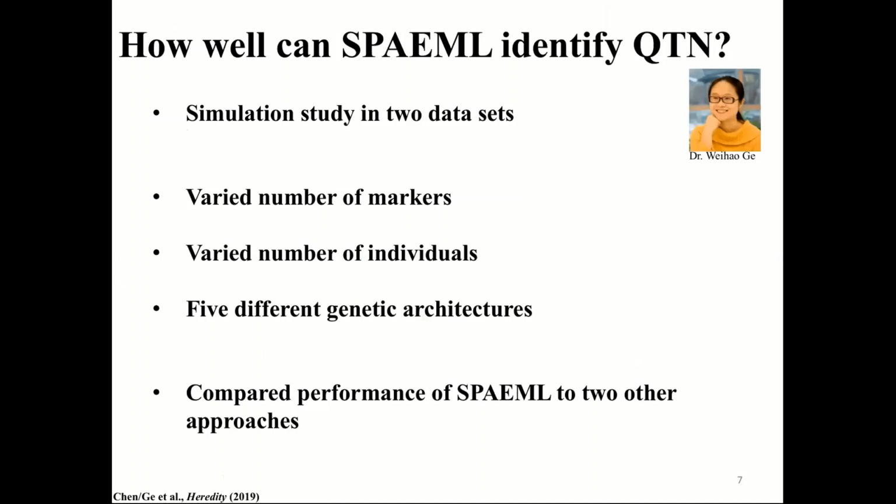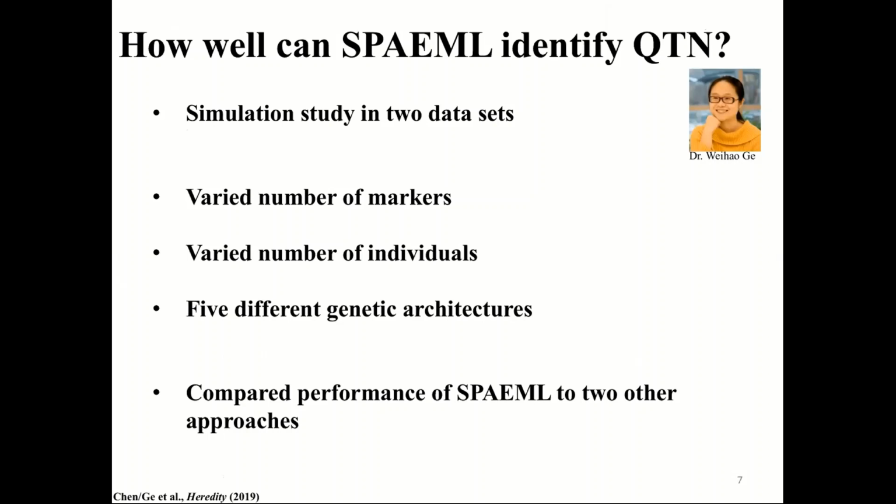So this current study I'm going to talk about, which was published in Heredity, was basically to find out how good of a job does SPAMEL do with identifying quantitative trait nucleotides. And as Dr. Olatoye, my postdoc, was alluding to, we did a simulation study. So basically, we just took genome-wide markers, we randomly selected one of them to be QTN, and then that formed the genetic basis of our simulated traits.